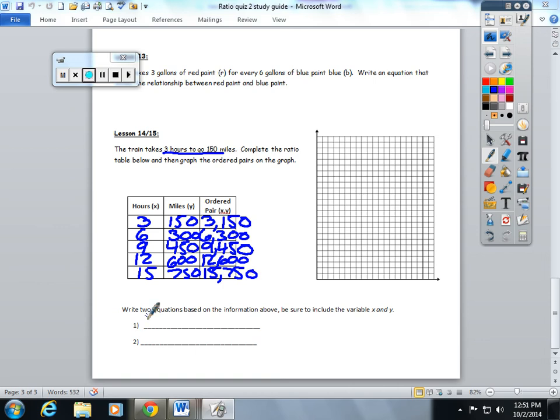Yep. So the equations would be x times 50 equals y, and then y divided by 50 equals x.